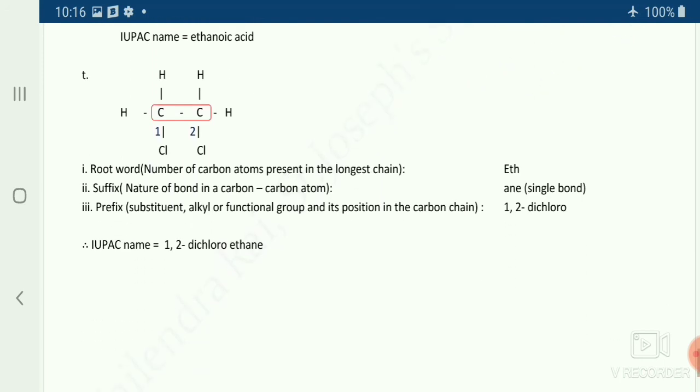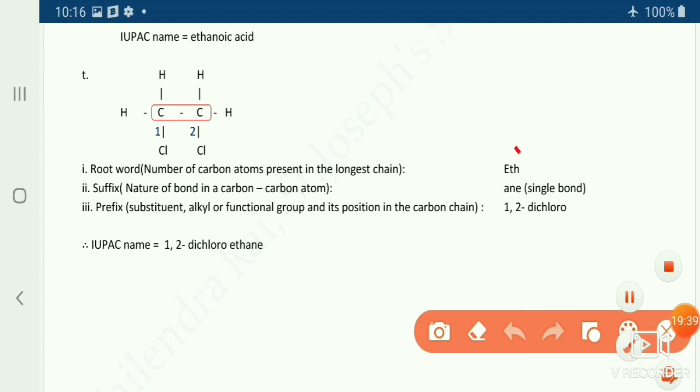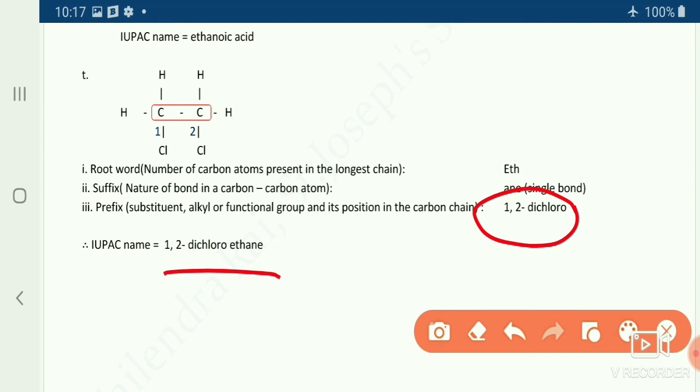Then lastly, number T. In T we have 2 carbon atoms, straight chain. So what is the name? The name is going to be eth, right? And then we have the suffix, all single bonds, so single bond is going to be ane. Now we go with the prefix. There is no secondary suffix because there is no functional group like carboxylic, aldehyde or alcohol. With the prefix we have 2 chlorines attached here. What is the position of these? 1, 2, whether you go from left to right or right to left, and therefore finally your prefix will be 1,2. How many chlorines are there? 2, so dichloro. So the name is going to be 1,2-dichloroethane.